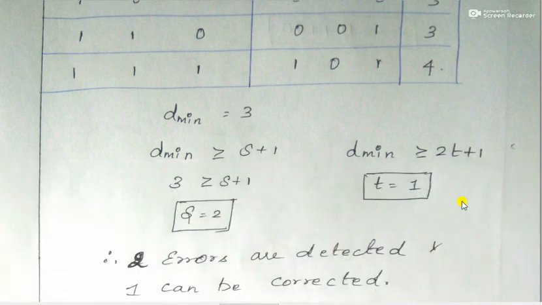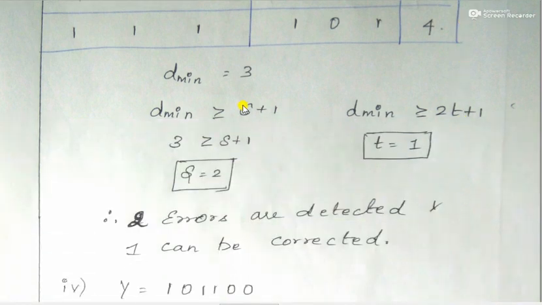So from this one we can find out the minimum distance D, so the value is 3. The lowest bit is next to 0. The minimum distance should not be 0, so the next minimum value is 3, so D minimum equal to 3. From this one we can find out the error detection and correction. So D minimum equal to 3.